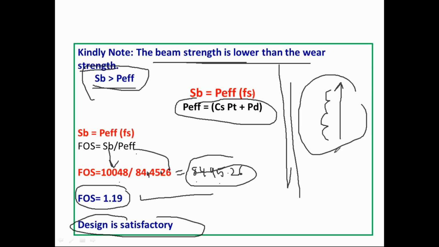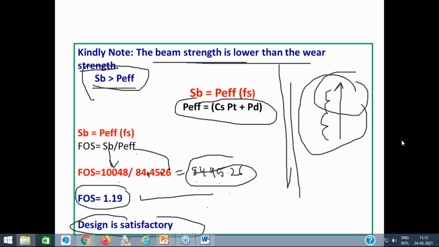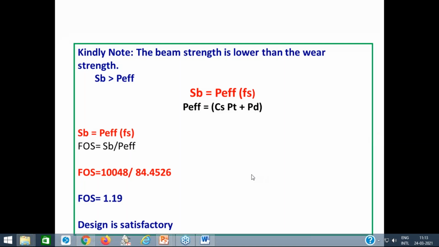But don't take directly grade 1, 2, 3, 4. Why? Because if you are going to take a fine grade, you will get a high surface finish or super finish, and it may increase the cost of manufacturing. And to avoid this manufacturing cost, you have to check one by one. Now in this case, you will get the FOS 1.19. That means your design is safe. I hope you got it. This is about the design of spur gear.